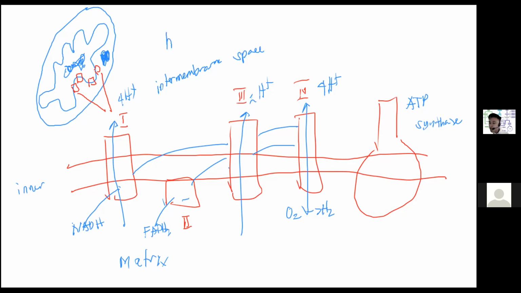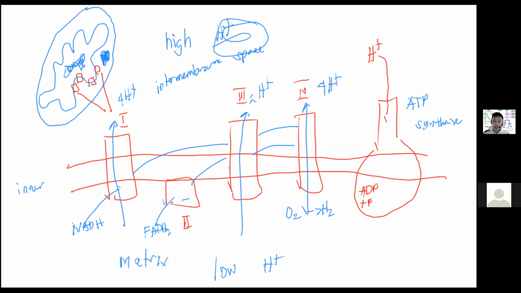So there will be high H+ and low H+ here. That's called a proton gradient, when there is a difference in the hydrogen ion concentration between them. So what happens? Due to osmosis, the hydrogen ions in the intermembrane space would want to go back to the matrix. Where will it go back, class? At what specific area will it go back? Okay, it will go back through the ATP synthase.